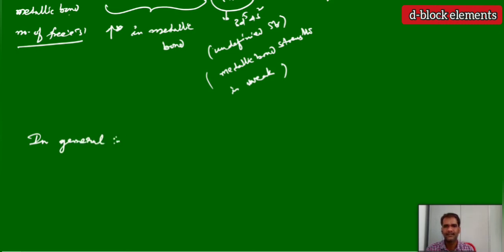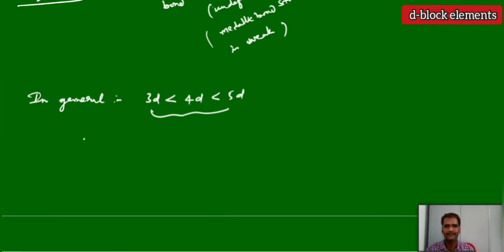This is in general. Regarding the melting points of the 3D, 4D, and 5D series, the 3D series has a lower melting point than 4D and 5D. These are the values. But there are exceptions, and we cannot apply this everywhere. Everywhere we have exceptions. There is an exception with the last elements of the series.